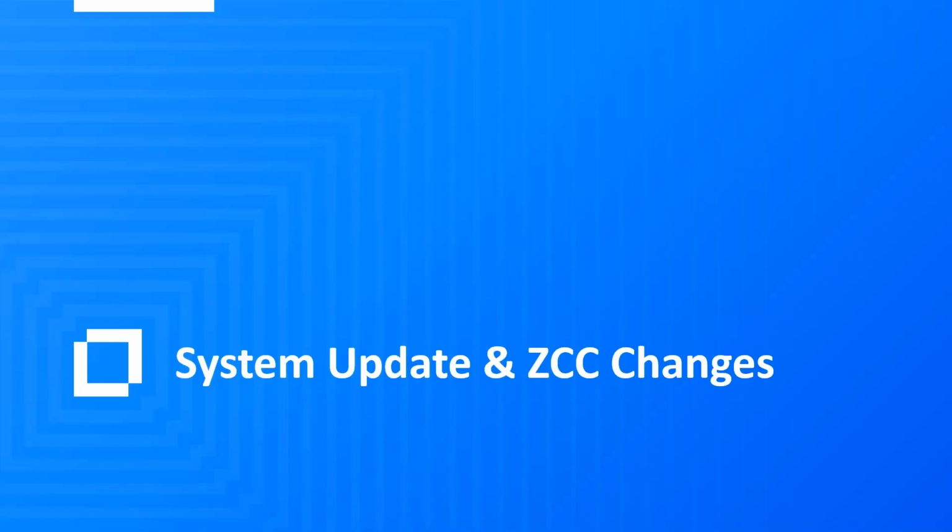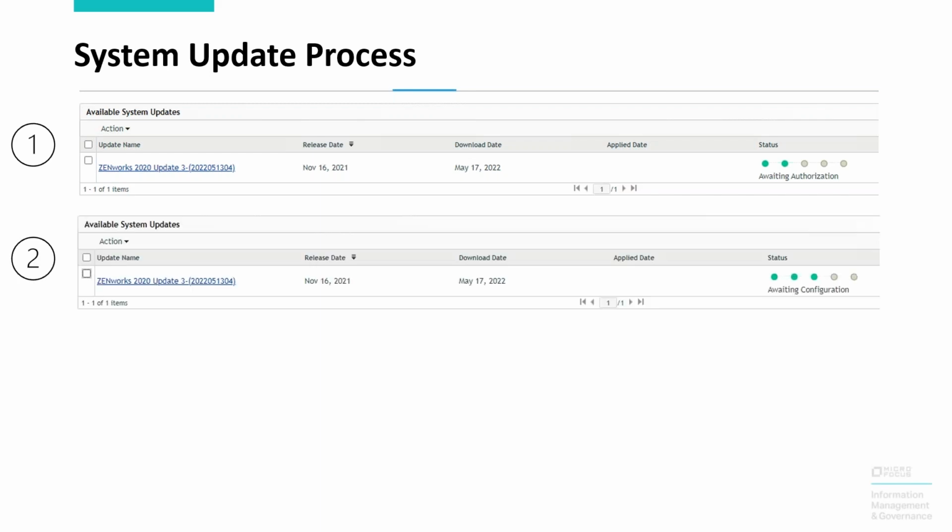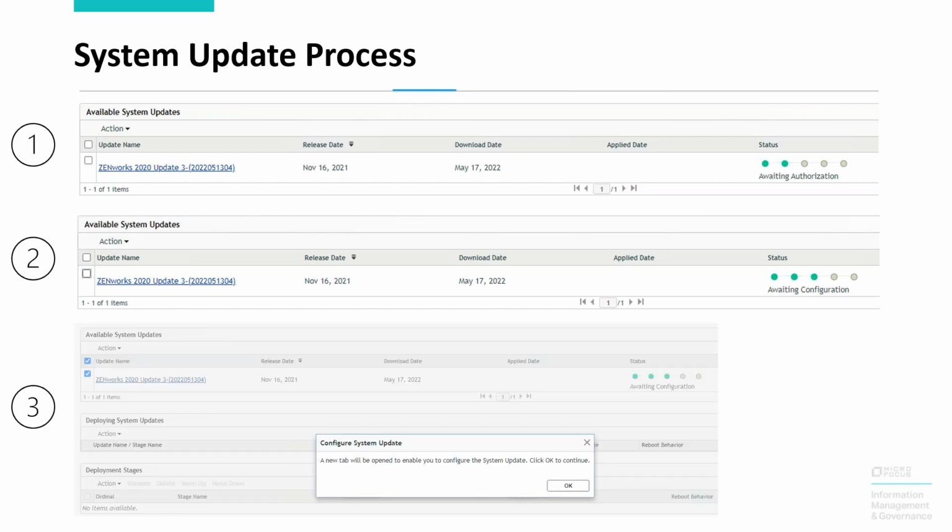As we are separating the administrative interface, there's something additional that we need to do when we update to update 3. The update 3 update process is just a system update, so you can download that from SLD, or you can use the automatic download into your ZENworks environment. As soon as it's in your system, it will be waiting for authorization. As soon as you've authorized it, there's an additional step. It will show that it's awaiting configuration, and you can then configure this update.